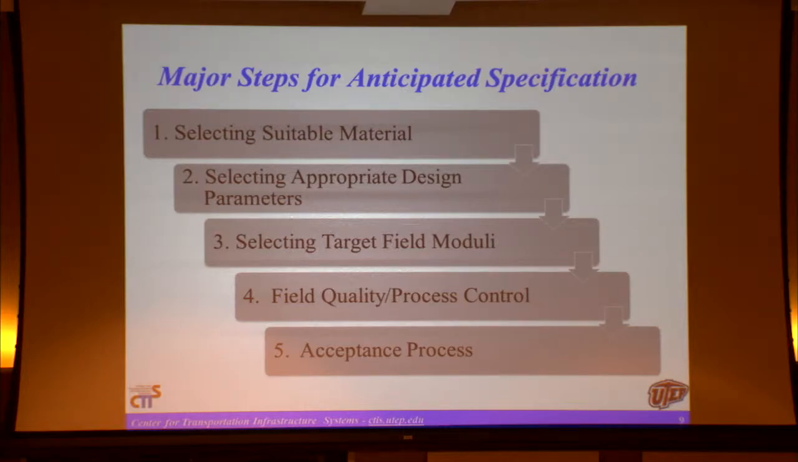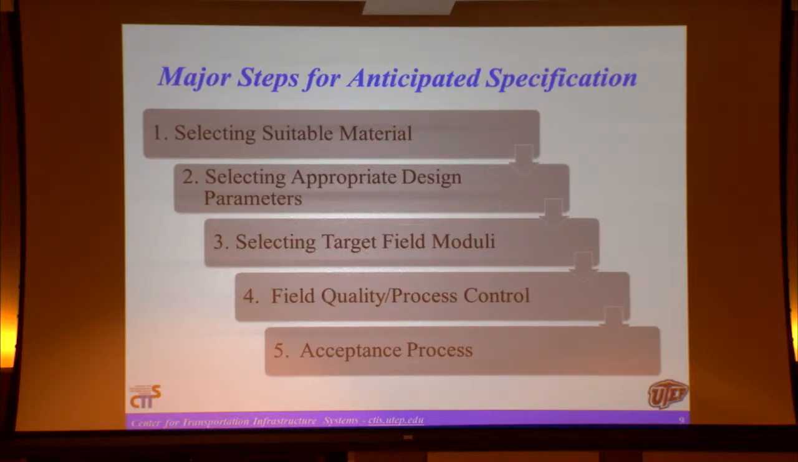So with that good news, let's now look at how the acceptance would work. This is coming out of a lot of work that we have done for TxDOT, and a national project, an NCHRP project on developing a specification for the modulus-based acceptance. We just finished it a year or two ago. So the first step is selecting a suitable material. I'm going to talk about that.